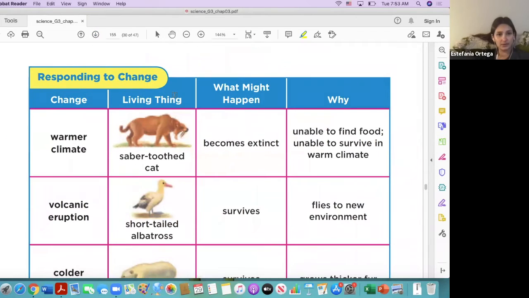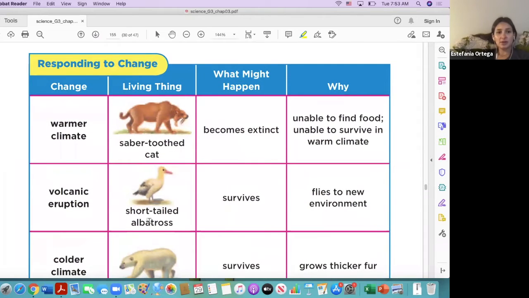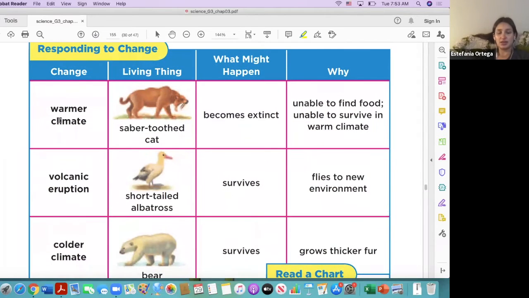Okay, let's look at this. So this is a good chart. This chart is going to tell us what animal, what living thing they're talking about, and what change happened in their environment. So for the saber-toothed cat, the change that happened in their environment is that they had a warmer climate. Because of the warmer climate, they became extinct. The reason is they were unable to find food, unable to survive in a warm climate.